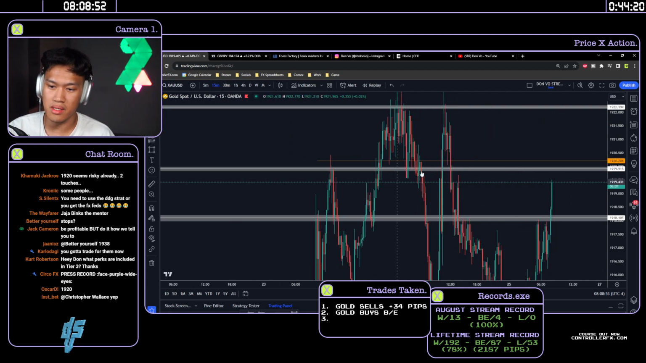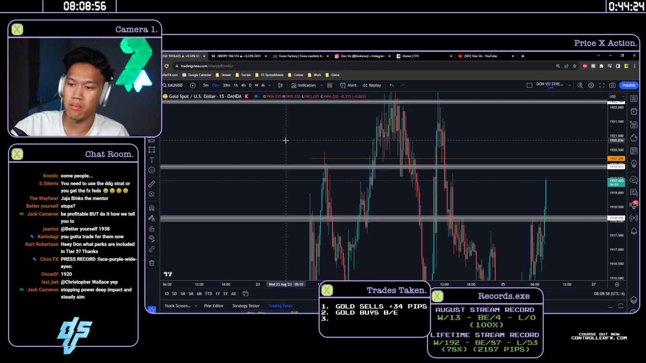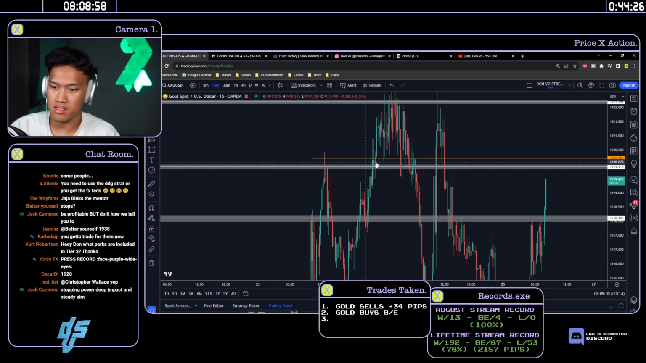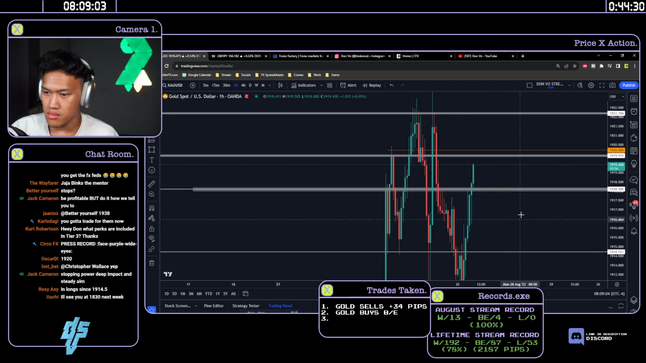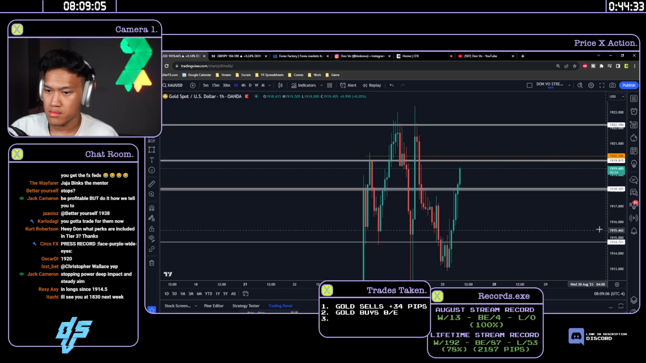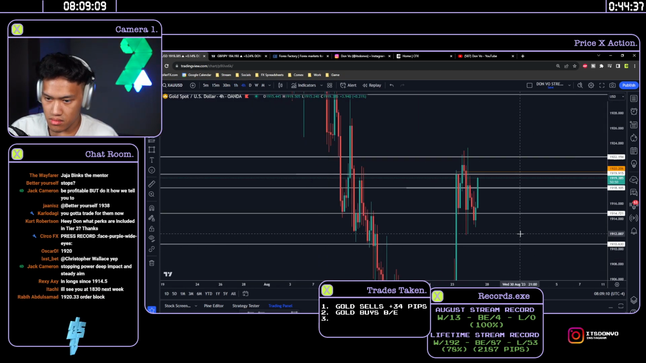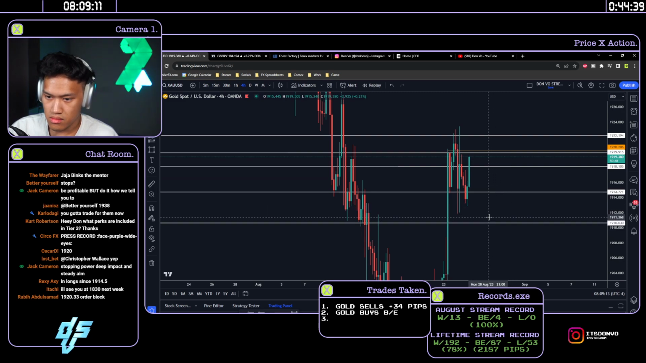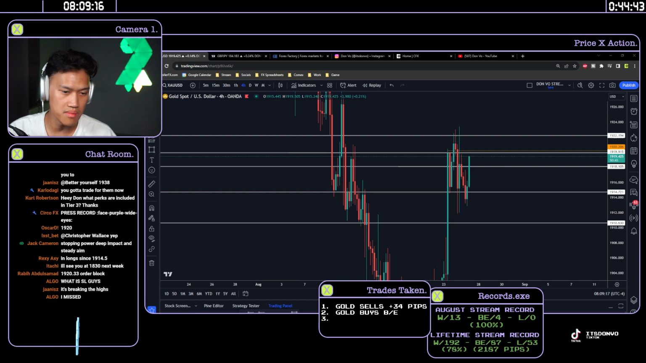Overall, it's the same zone structure, right? It's just now you're being a bit more precise with it. This will make sense though, like 1920.200. 1912.119 is the target TP.